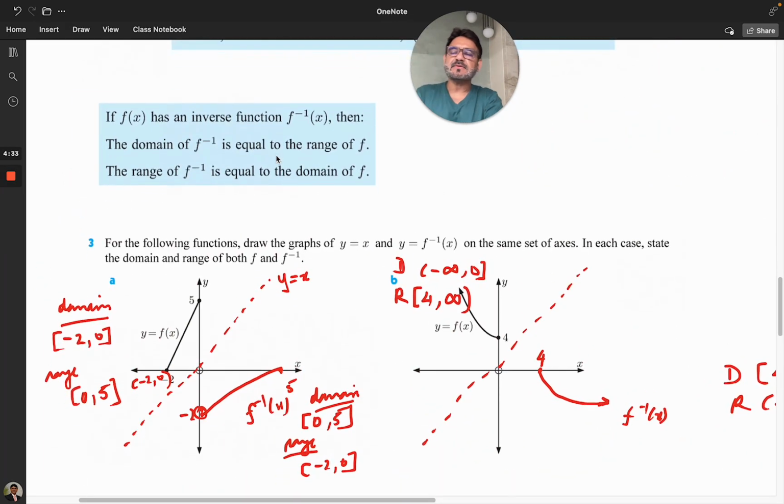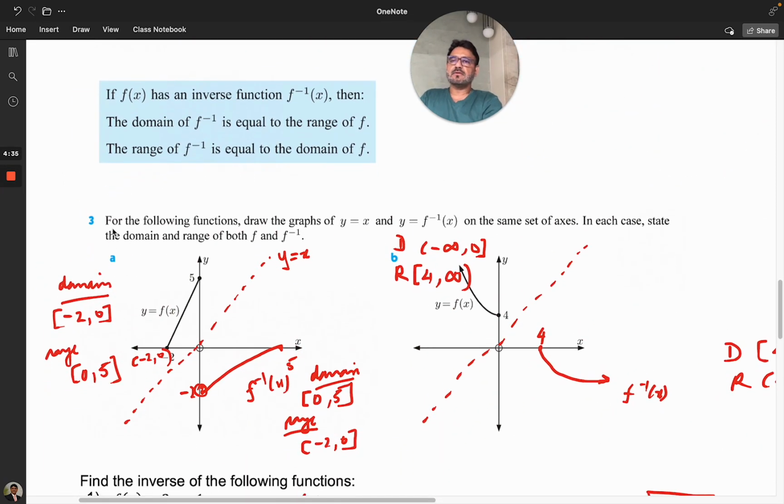If you look at this example where I've shown, now the question is asking you for the following function. In black is the question given. Draw the graphs of y is equal to x and f inverse x. So you draw your line y is equal to x. And to find f inverse x, your x-intercept is minus 2, your y-intercept will be minus 2 for the inverse. For the function the y-intercept is 5, here the x-intercept would be 5.